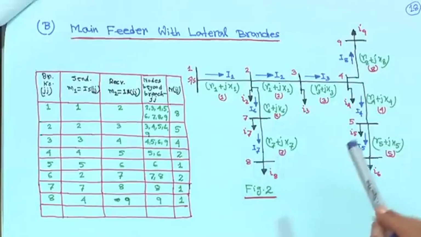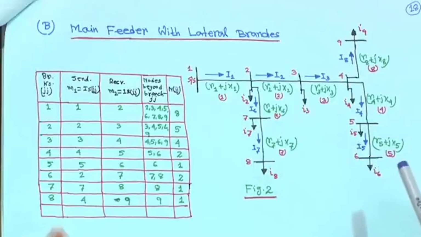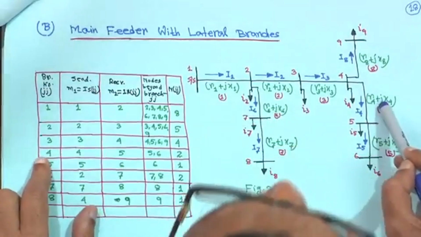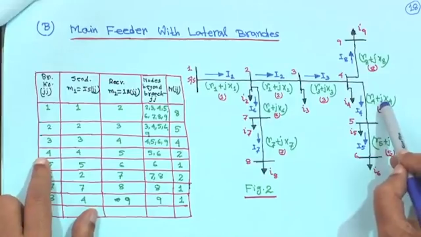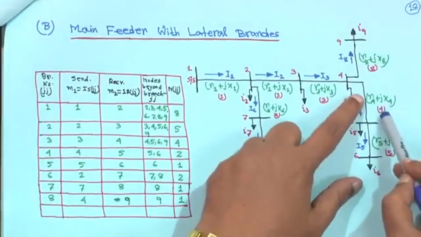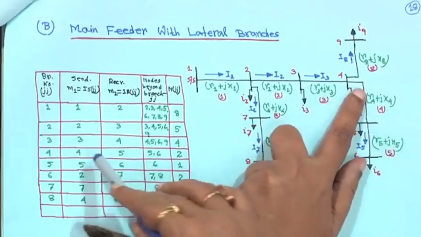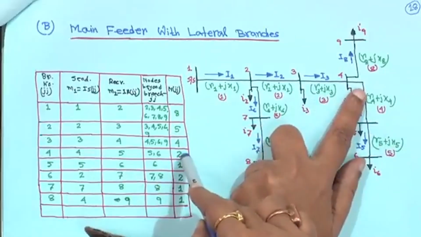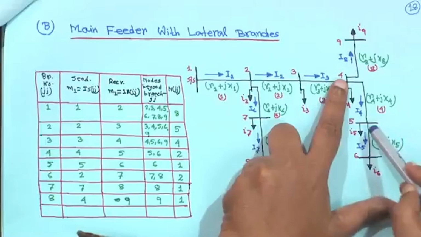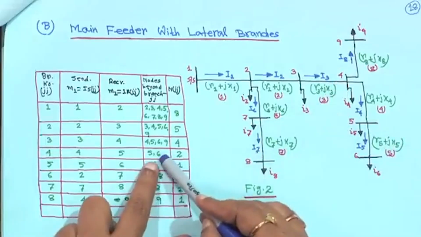So, this is 4, right. Similarly, if you come to branch 4, that means this branch, then the total number of nodes beyond this branch is 2, because 5 and 6. So, for branch 4, the total number here is 2, and which are those nodes? 5 and 6. So, these are the nodes, right.